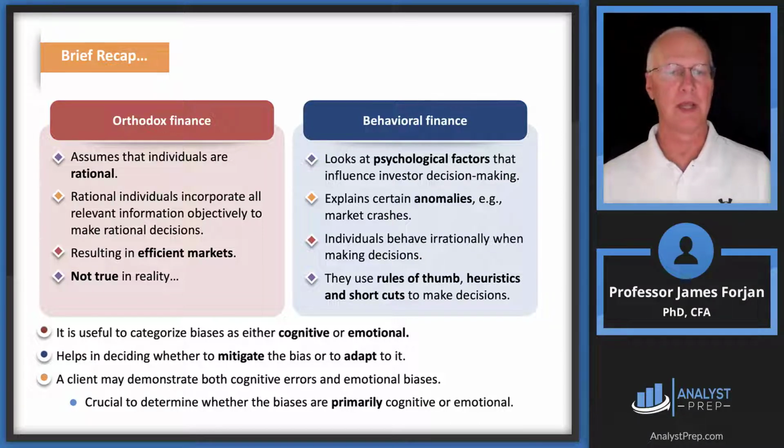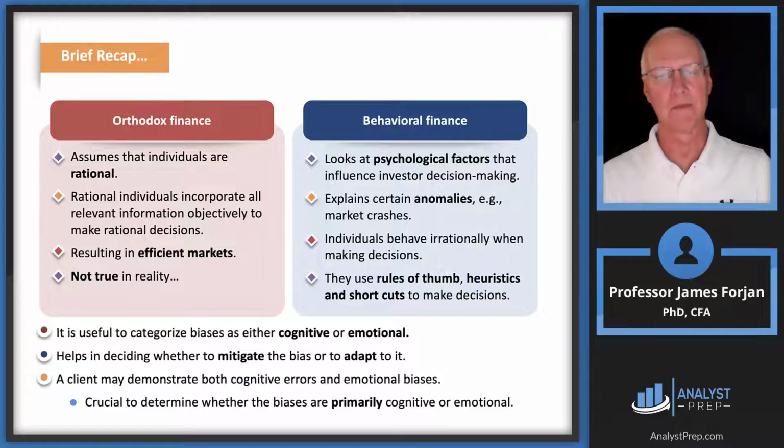All right, so the reading takes a look at orthodox finance. I prefer to think of it as traditional finance of all those dudes who lived a long time ago. This is what I was saying, that individuals are rational. Look at that second diamond point. They incorporate all relevant information objectively to make rational decisions. And this results in efficient markets.